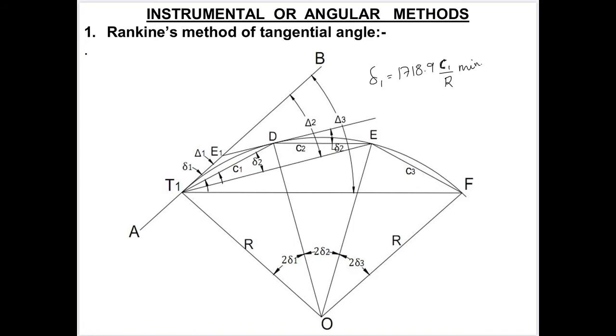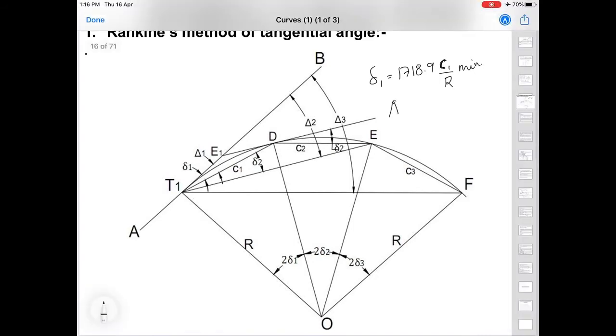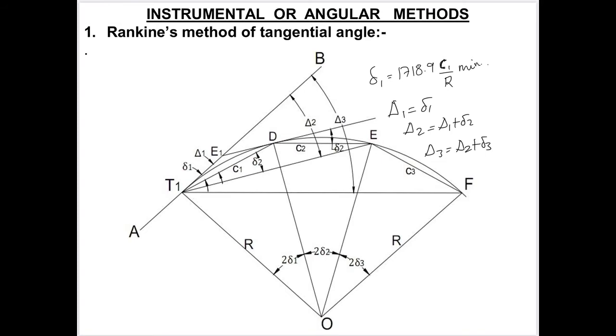By knowing this angle, we can find the total deflection angle, which is triangle 1. So triangle 1 in this figure will be equal to delta 1. Triangle 2 will be equal to triangle 1 plus delta 2. And triangle 3 will be equal to triangle 2 plus delta 3, and so on, if we have n number of chords. In this figure, this much we have to find out. After knowing the total deflection angle, from your tangent AB, by knowing this deflection angle, we can establish 2 points, and then simply join these points to get a simple curve.